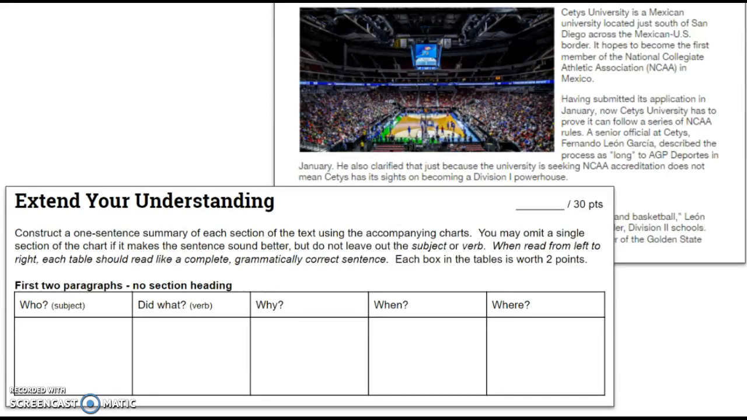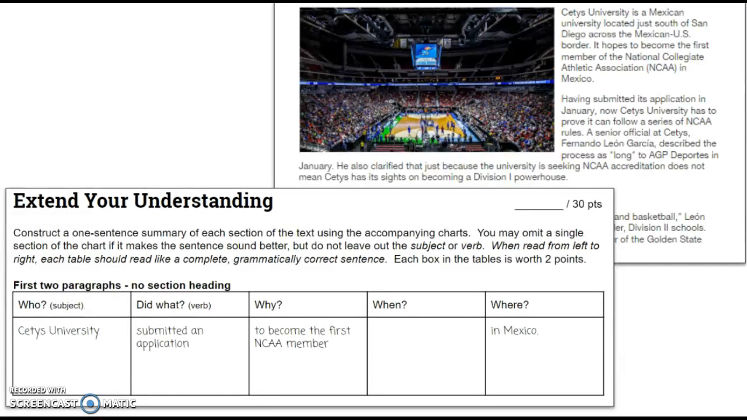The first table is for the first 2 paragraphs and there is no section heading. So to complete that, I would need to first read the beginning 2 paragraphs of the article. And then I would need to determine who that was about, what that person or group of individuals did, why, when, and where. Remember, I could leave out one of the last 3 boxes.